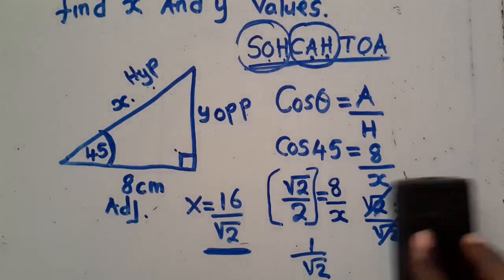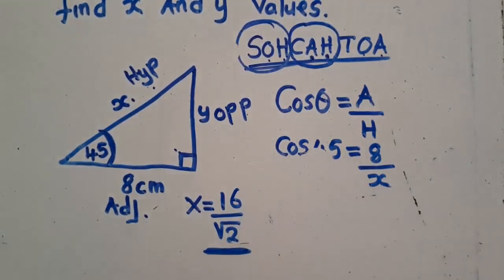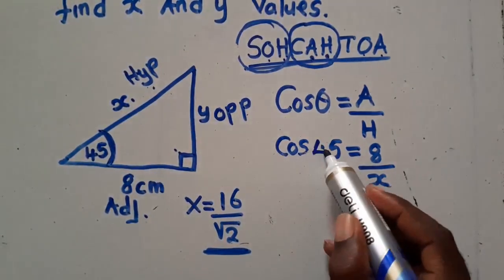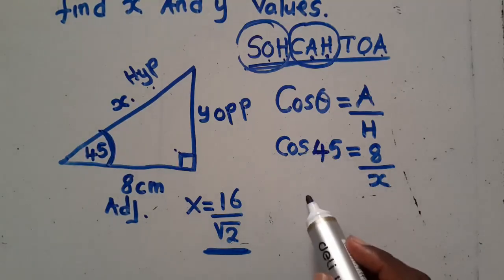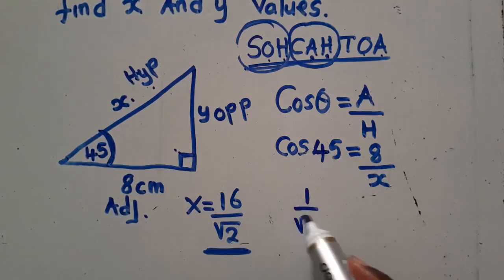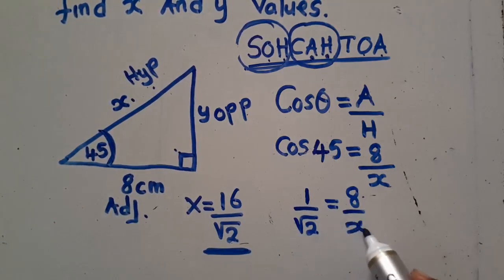In a case where I use 1 over root 2, I know that 45 is here. Maybe there is someone that is behind. Cos 45 there. So I use 1 over root 2, which is equal to 8 over x. I cross multiply here.